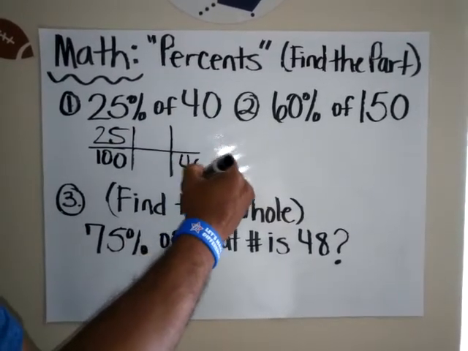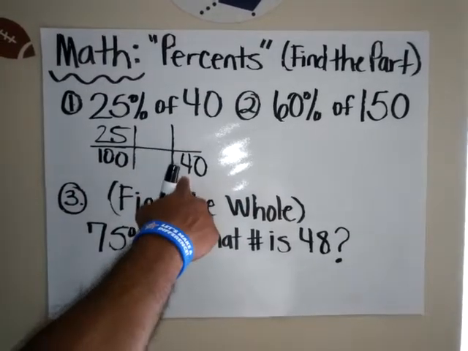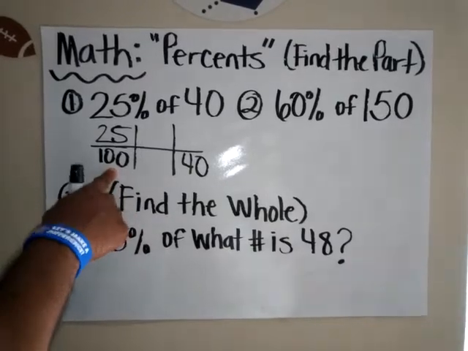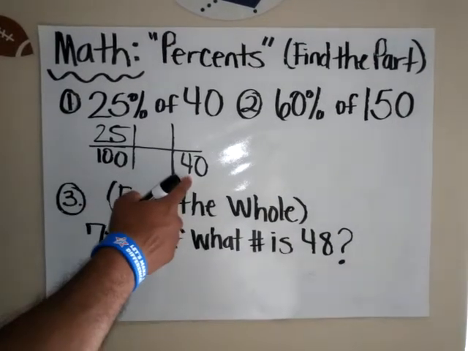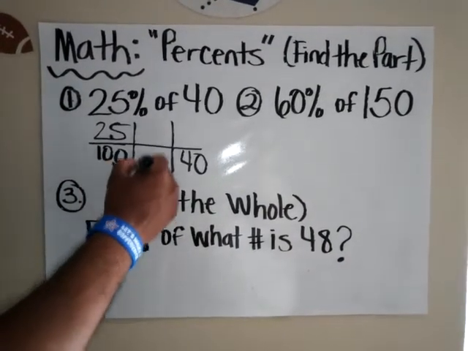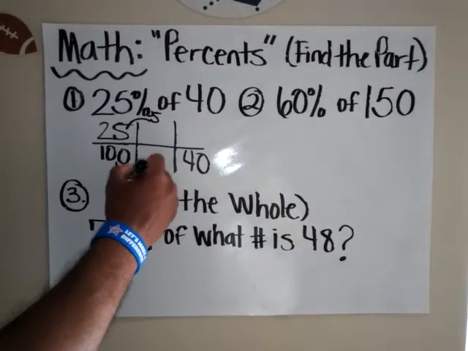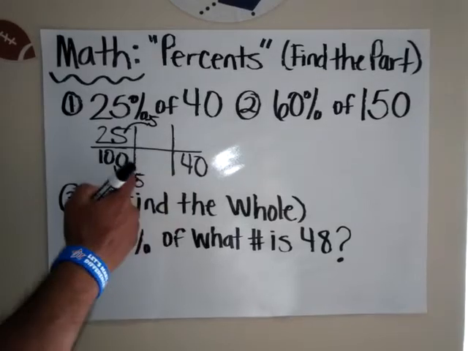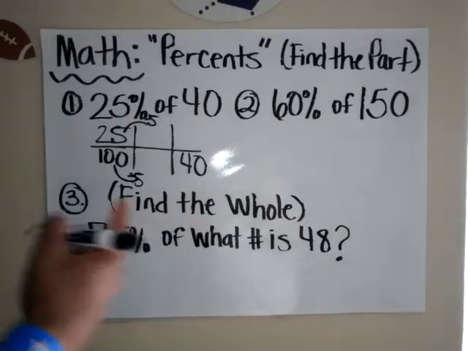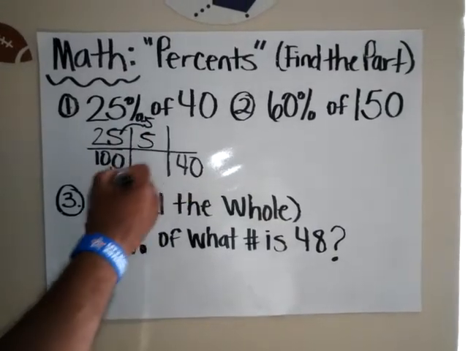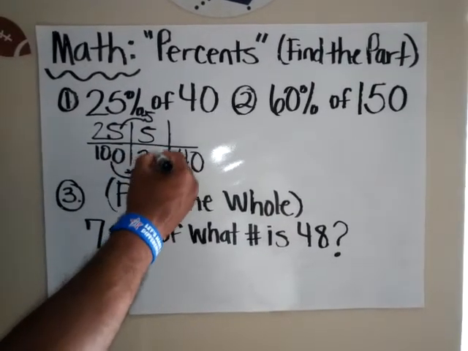We need to get to 40. That's why I left this blank here, because I know I can't divide anything by 100 to get to 40. But I can divide 100 by 5. And again, whatever I do to the top, I do to the bottom. So I'm still dealing with equivalent fractions here. So 25 divided by 5 is 5. 100 divided by 5 is 20.